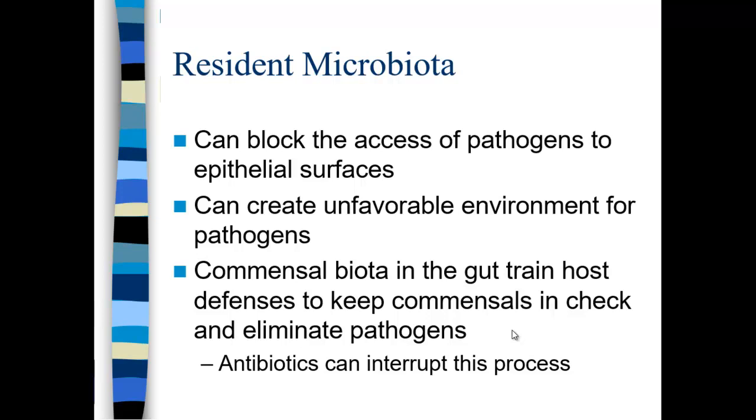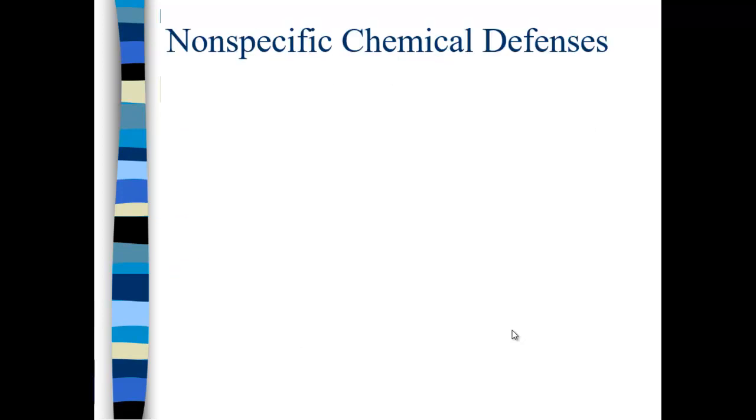And one of the problems where pathogens really start to crop up is when antibiotics are used, and antibiotics can interrupt this particular process by wiping out the commensals. The immune system doesn't know how to respond. The pathogens then take hold in the gut. This would be like Clostridia difficile, C. diff, and then you get an infection.